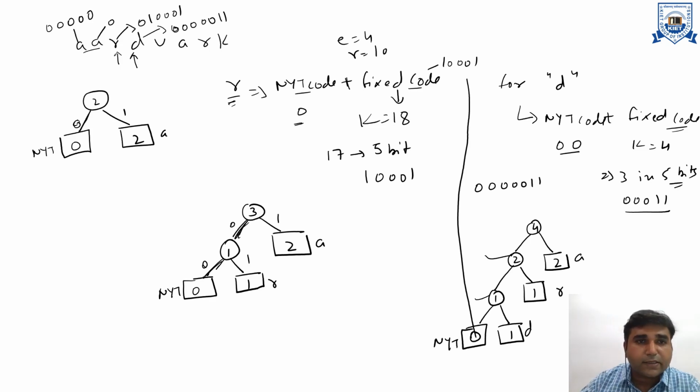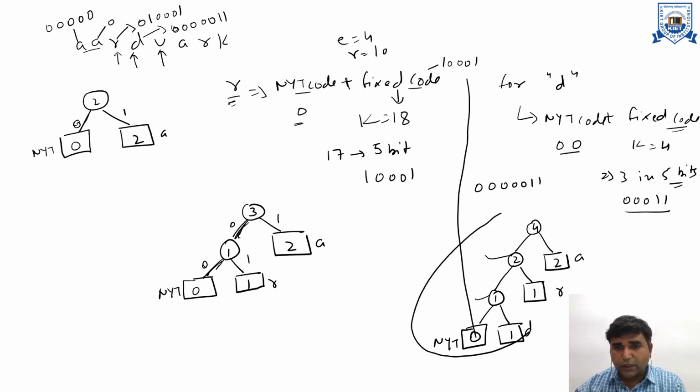Now come to the next symbol, and the next symbol is B. At this moment we have to find out the code for symbol B, which is encountered the first time in the tree. Okay, now I am going to draw this tree again in my next slide.